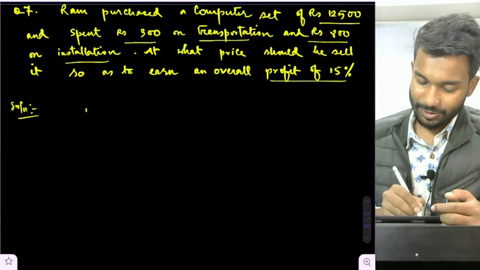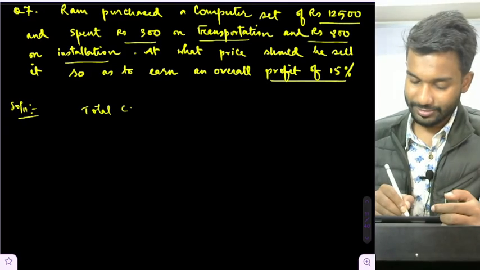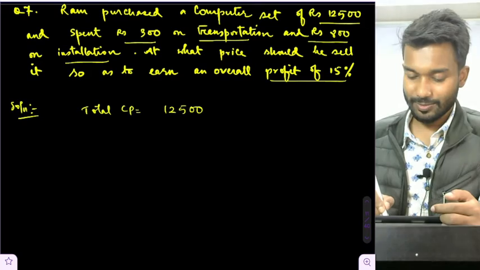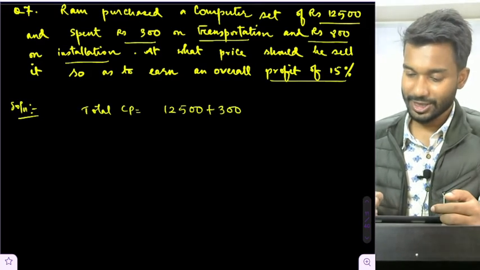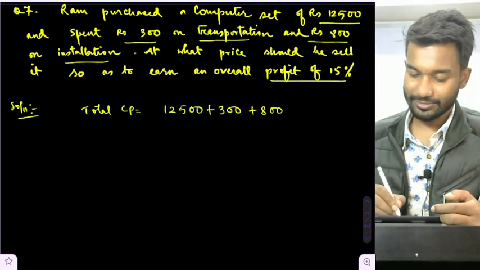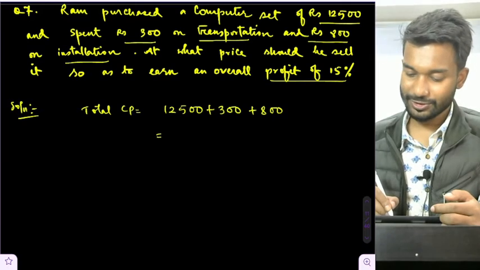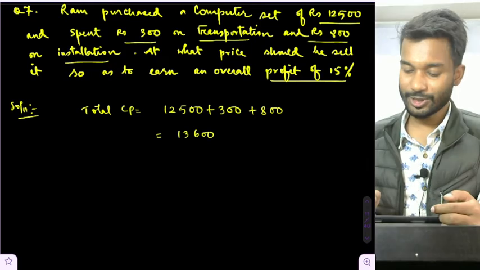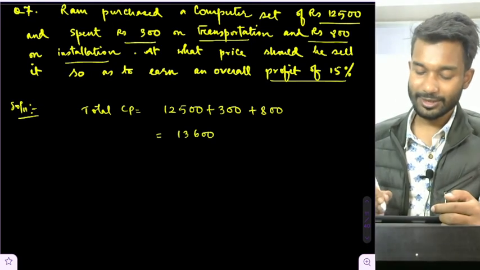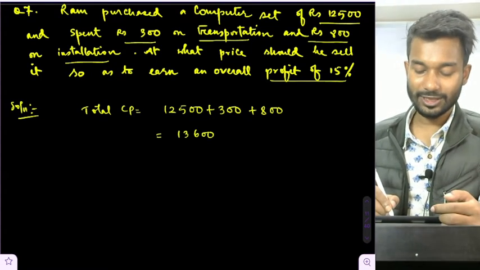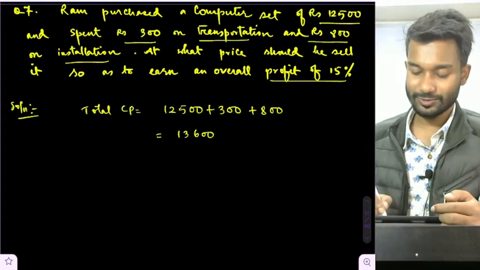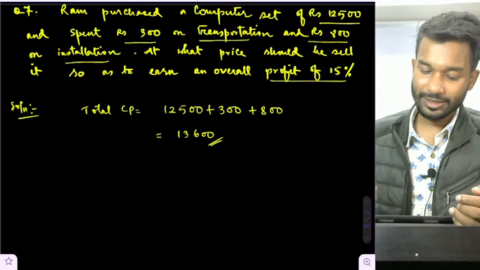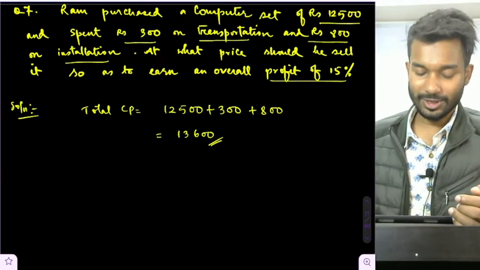Okay, so what will be the total cost price here? Total cost price will be 12,500 plus overhead expenses, 300 plus 800. So 12,500 plus 1,100, we'll get 13,600. I hope you are getting it, because 1,100 plus 2,500 plus 10,000 gives us 13,600. Question is, at what price should he sell to earn overall profit of 15%?